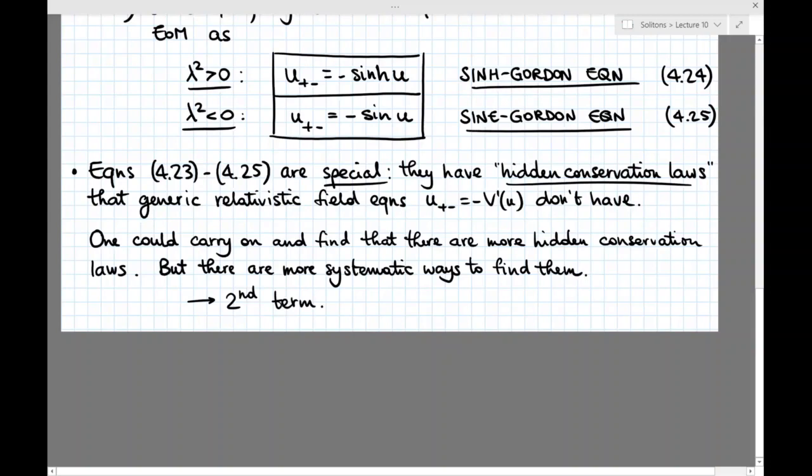So I'll stop here for conservation laws of relativistic wave equations. And what we'll do next, starting next week, is to look at conservation laws for the KdV equation instead.